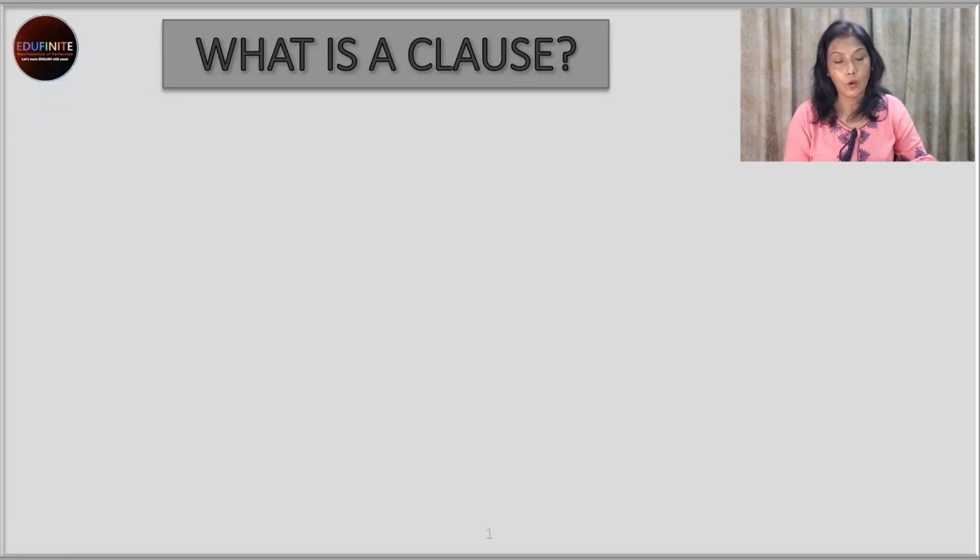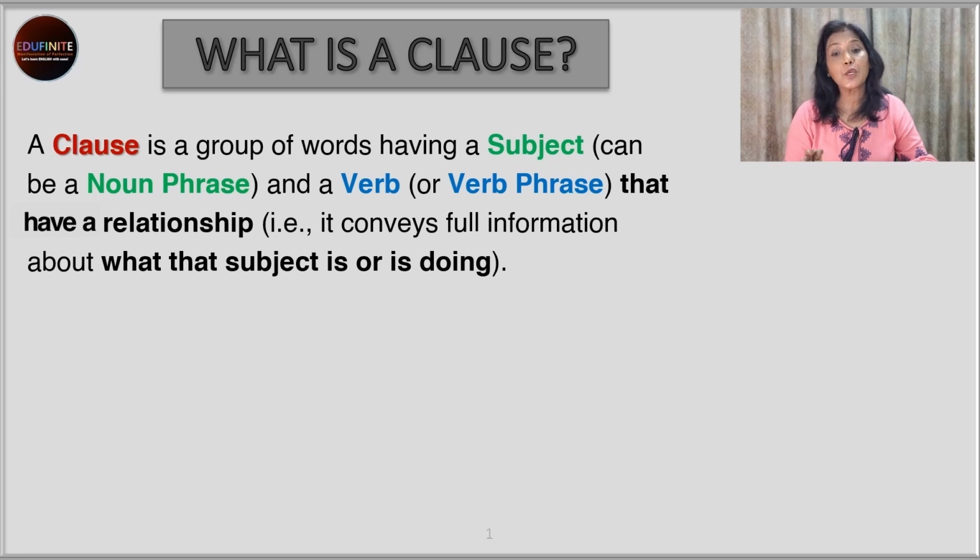Now, what is a clause? A clause is a group of words having a subject. It can be a noun phrase also, and a verb. It can be a verb phrase also, that have a relationship. That means the subject and the verb have a relationship. That is, it conveys full information about what the subject is or is doing.